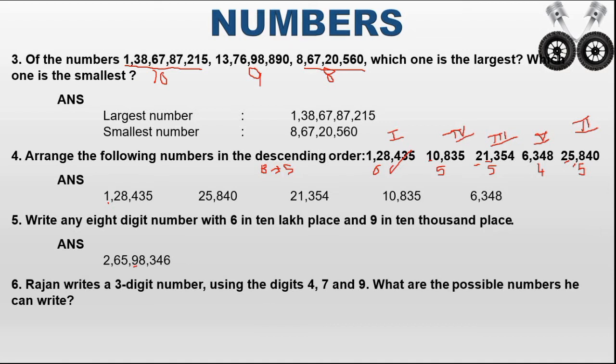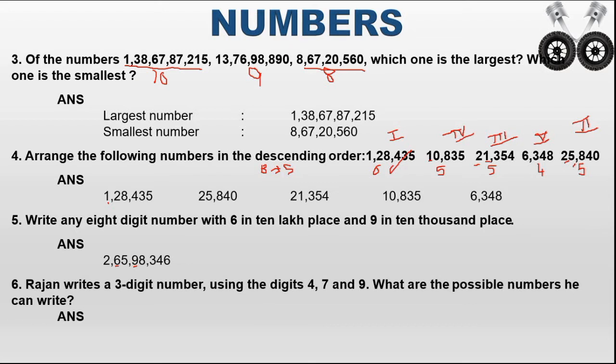6 in the 10 lakh place. So this is 10,000, then lakh, 10 lakh. So in the 10 lakh position I am having 6 as the digit. Okay. So now read out the number. 2,65,98,346. So here I am giving one example. You can frame any other example using these numbers, using these values. Okay. What is the next question?